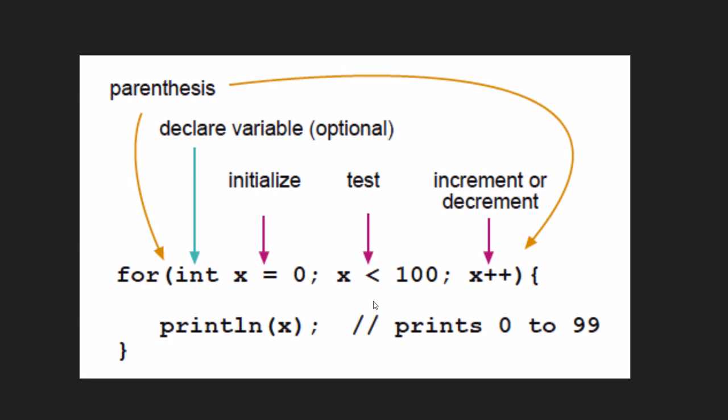So the point here is, in this case, they have a print line inside of the for loop, and they're going to print out the variable x each time. So it's going to print out 0, 1, 2, 3, 4, 5, 6, all the way to 99. And at 99, it's going to add 1 to 99, and that will become 100. And since 100 is not less than 100, it will not print out 100.